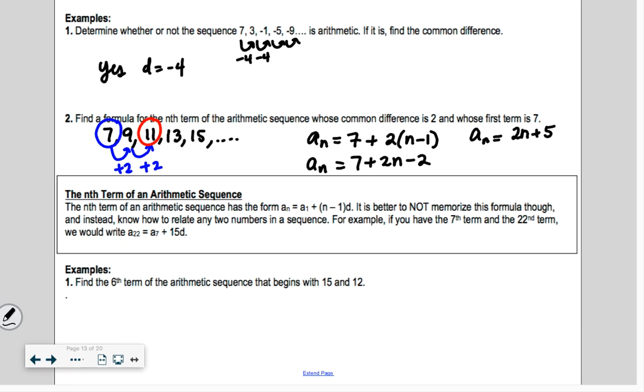Okay, so it says find the 6th term of the arithmetic sequence that begins with 15 and 12. So this would not be hard to list out. So you could be like, okay, 15, 12. I keep subtracting 3. Do you guys see how we're subtracting 3? And so you could say, oh, it's going to be 9, and then it's going to be 6, and it's going to be 3. And so then the 6th term is going to be 0, right? Does that make sense?